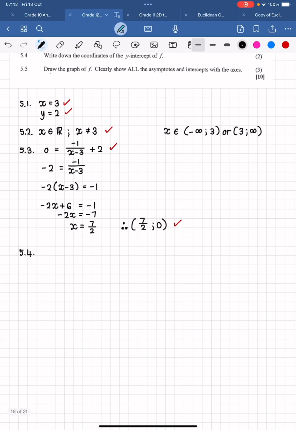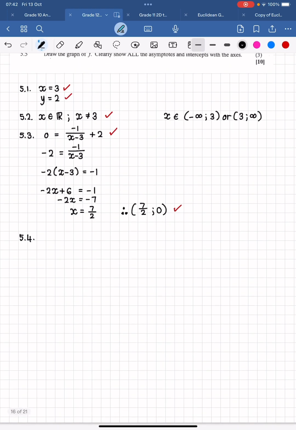they were asking for the coordinates of the y-intercept of f. So for the y-intercept, you have to make x equal to 0. So you're going to say y is equal to negative 1 over 0 minus 3 plus 2. So this is a third plus 2. So 2 and a third. Don't even waste time by typing that into the calculator, guys. You have negative 1 over 0 minus 3, which is negative 3. So negative 1 over negative 3 is just a third. And when you add 2 to it, it's 2 and a third.